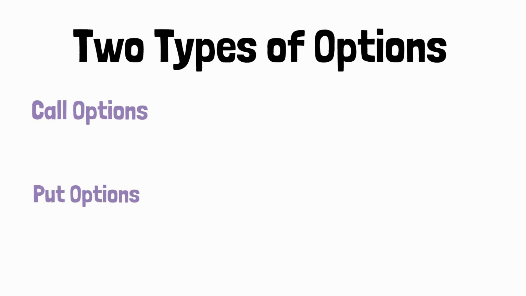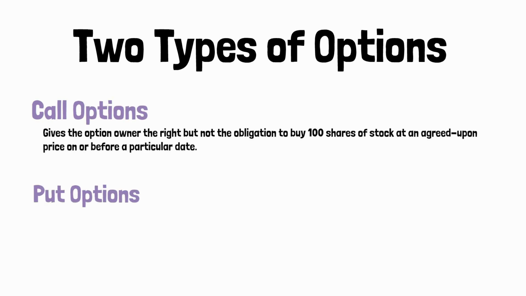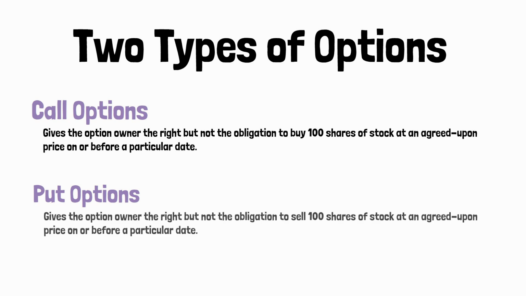form a clearer picture. There are two types of options that can be traded: call options and put options. Call options give the options owner the right but not the obligation to buy 100 shares of a stock at an agreed upon price on or before a particular date. Put options are the opposite due to the options owner having the right to sell 100 shares of a stock at an agreed upon price on or before a particular date.